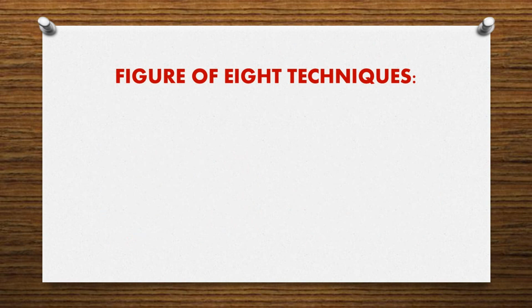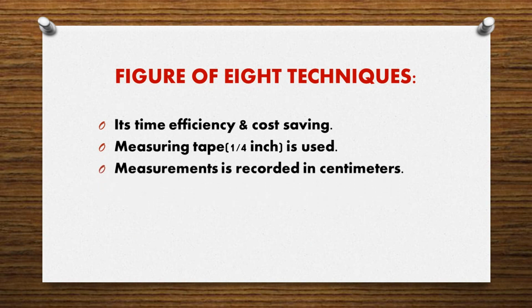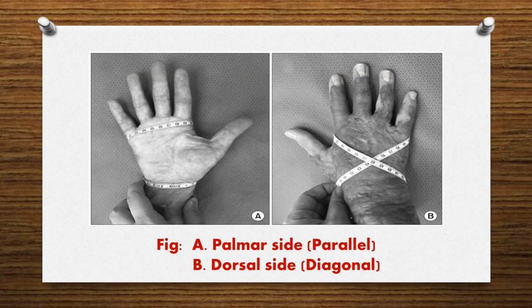Now the next technique, which is very interesting, is the figure of 8 technique. It is time efficient and cost saving at the same time. It needs only a measuring tape. Its measurement is recorded in centimeters, and for this one condition should always be kept in mind, that is, the wrist and fingers should be in a neutral position. Through this diagram I would like to explain the process of figure of 8.